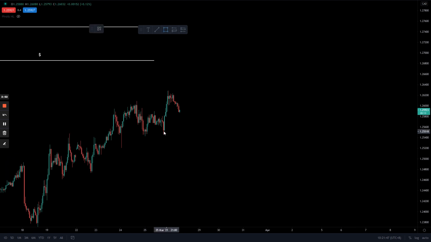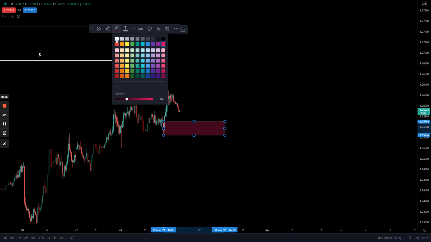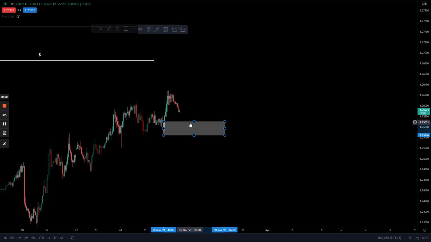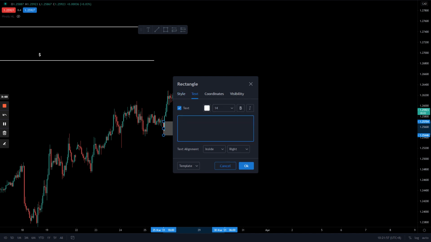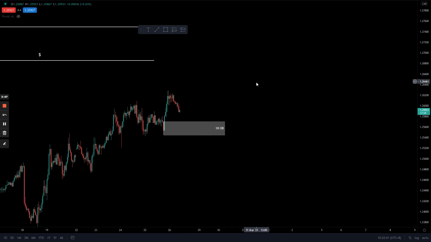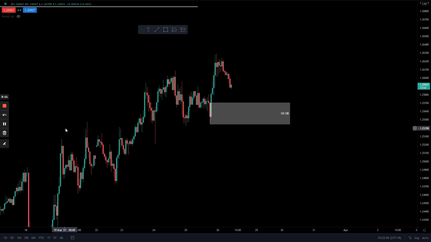Alright, and as we can see right here, we do see a 1 hour order block over here. Let's just change the color up a bit. Sorry about that. Let's just change the coordinates and the text. This is going to be the 1 hour order block right there. So this is definitely something that we can see happening.